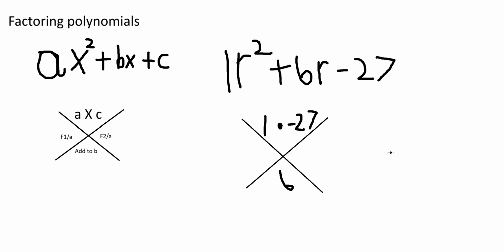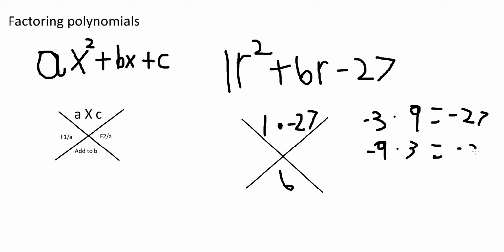Now, what numbers multiply into negative 27? Let's think about it. So we have negative 3 times 9 is equal to negative 27. But we can also use negative 9 times 3 equal to negative 27 as well. Interesting. So we have two different things that we can choose from. We could either choose option 1 or option 2.